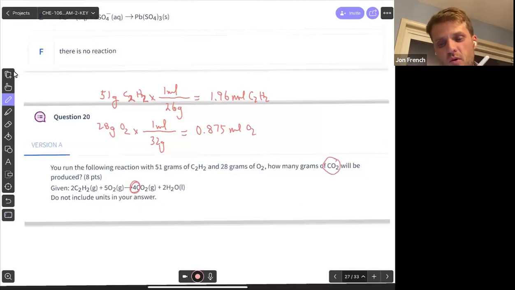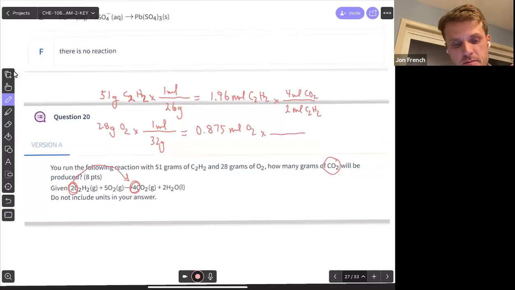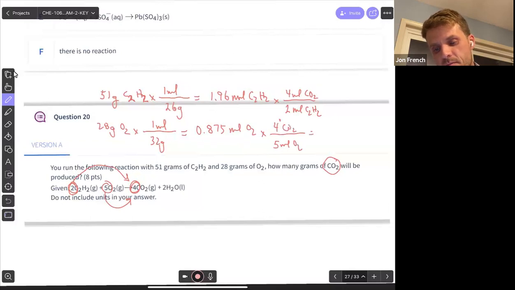So we want to convert them both into moles of CO2, and then we can find grams of CO2. So for every 2 acetylene, I make 4 carbon dioxide. So 2 moles of acetylene down here, 4 moles of carbon dioxide up there. For oxygen, it's 5 to 4. So 5 moles of oxygen, 4 moles of CO2.